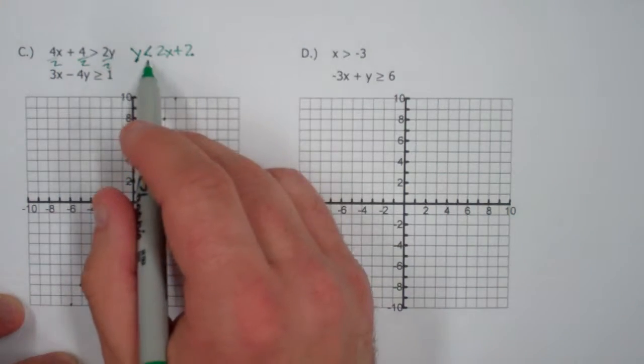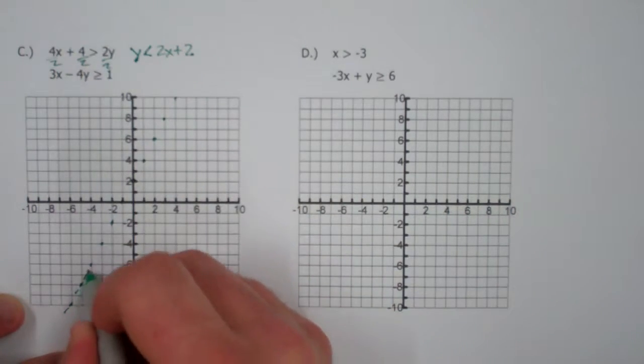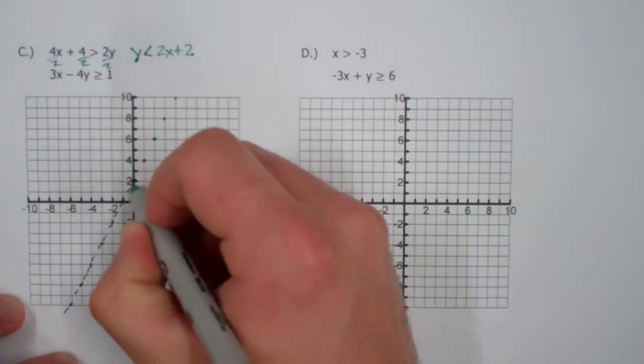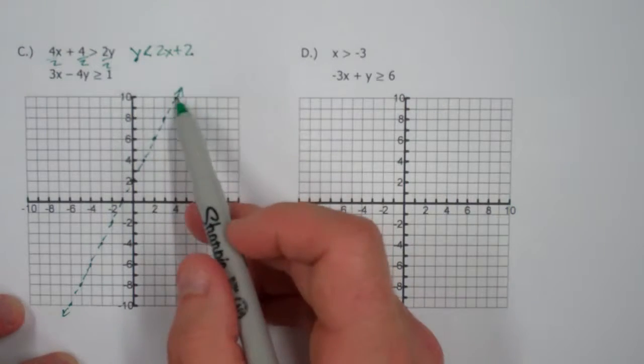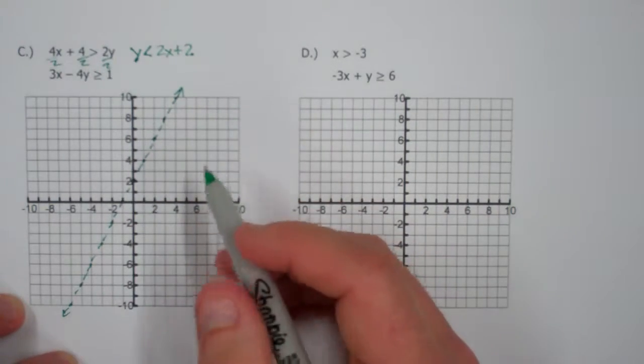We have a less than symbol without an equal to, so we're going to need to do a dashed line. Make that as dashed as I can. Some people call this dotted as well. It means the same thing. It means that anything that's actually on the line isn't a solution.